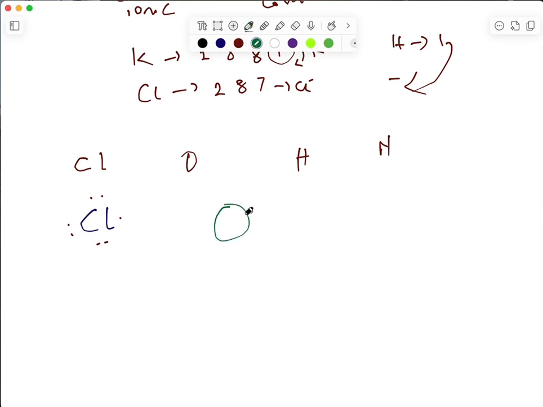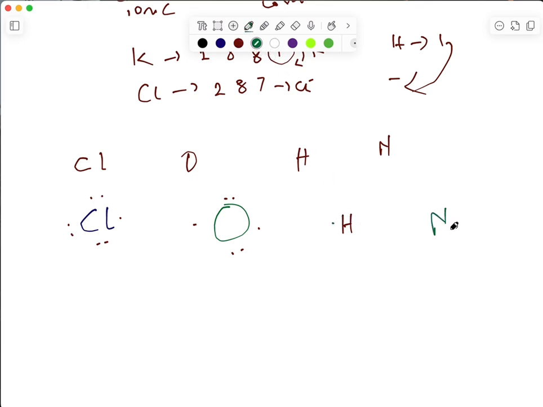For oxygen, it is in group 6, so it has 6 electrons in its outermost shell. So you have something like this: 1, 2, 3, 4, then 5, 6. So that's for oxygen. Then for hydrogen, it has only 1 in its outermost shell. That one can be placed anywhere you like. So you have hydrogen here.